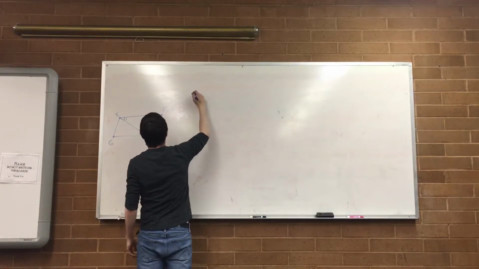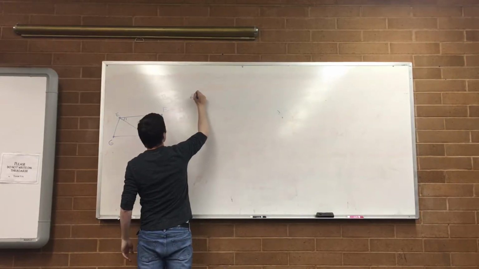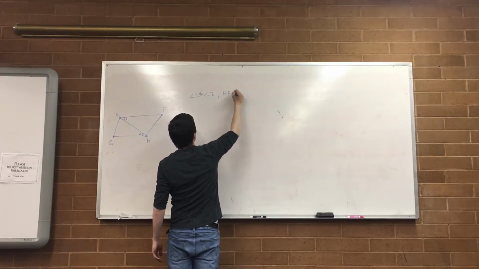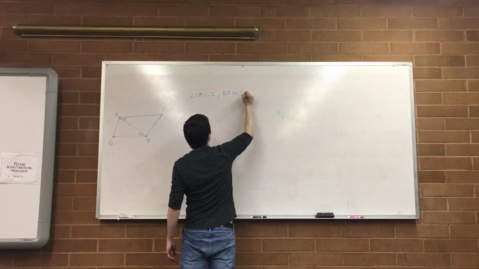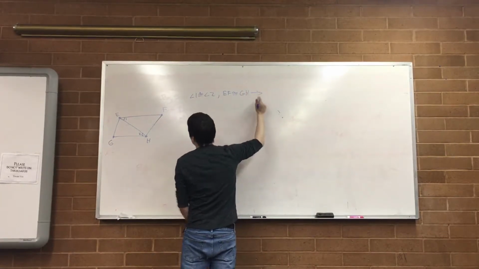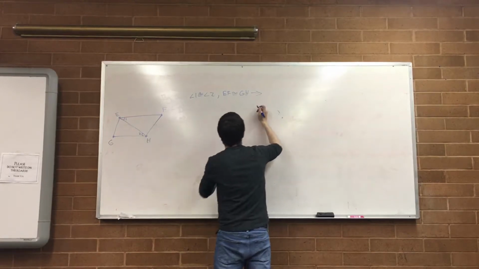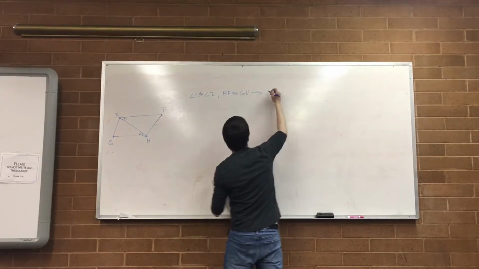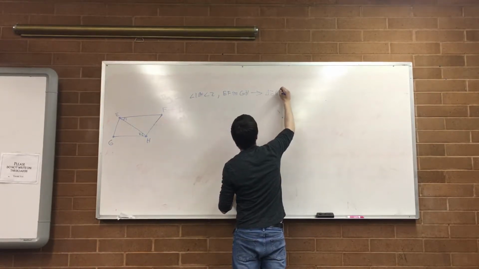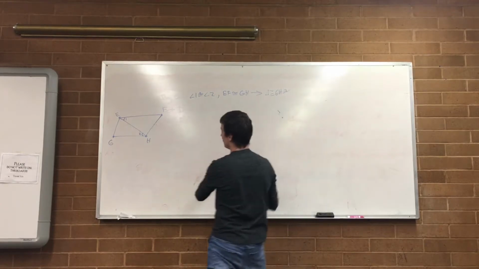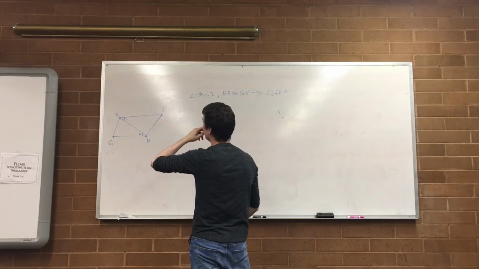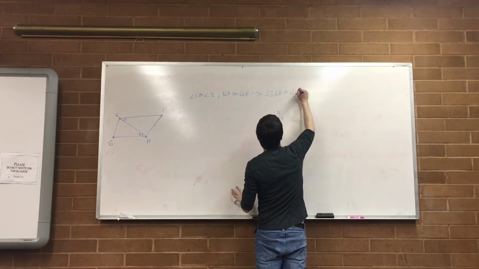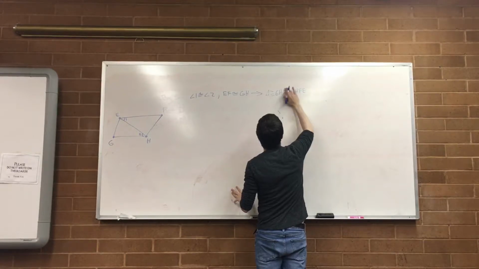Given the figure, angle 1 is congruent to angle 2, and EF is congruent to GH. And we're proving that triangle EGH is congruent to triangle HFE. We're proving two triangles are congruent, right? Order matters, so it's EGH congruent to HFE. HFE is the way it has to go.